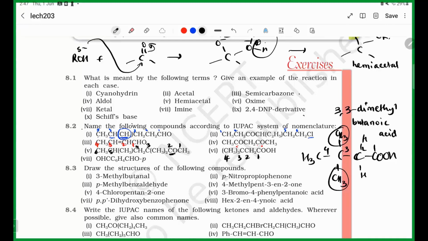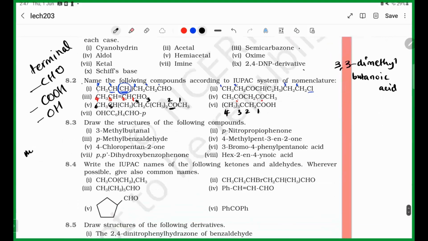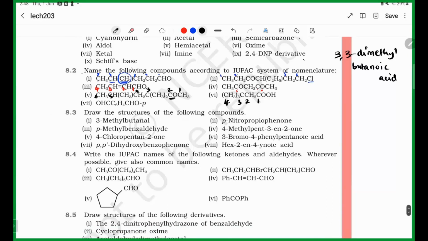3,3-dimethyl butanoic acid. Remember, it's not necessary to say butane-1-oic acid because a carboxylic acid can only be a terminal functional group, right? That's a good distinction to make, whether a functional group is terminal or not. Terminal has to be the end of a carbon chain. For example, CHO has to be the end. All of these are examples of terminal groups, right? Non-terminal groups are things like CO, which is a ketone group. So all of these are non-terminal.